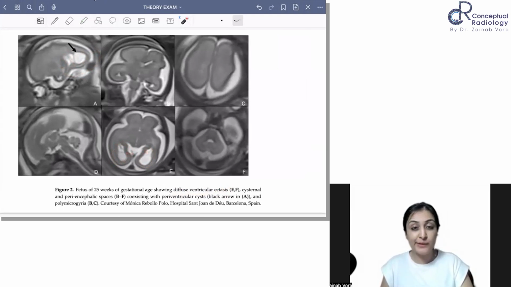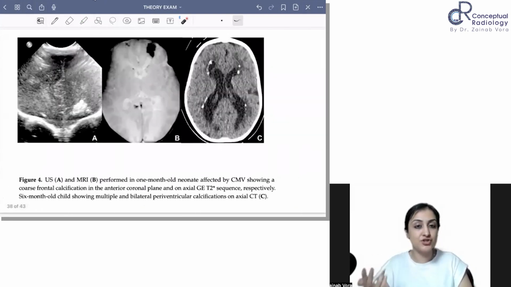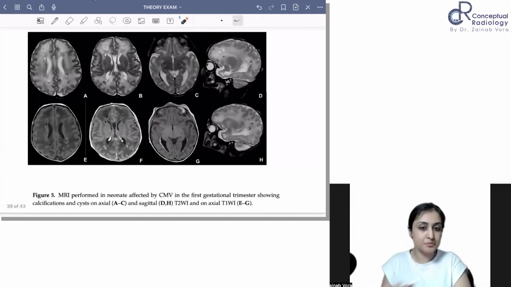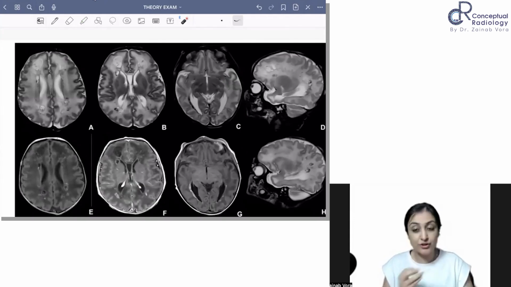So CMV, periventricular calcification, periventricular cyst. Another case of CMV where you are seeing some coarse frontal calcification. You can again see that on a gradient image, and you can see these periventricular calcifications again. So this is CMV. Another CMV where you see that there are calcifications and cysts which are noted in the periventricular aspect.